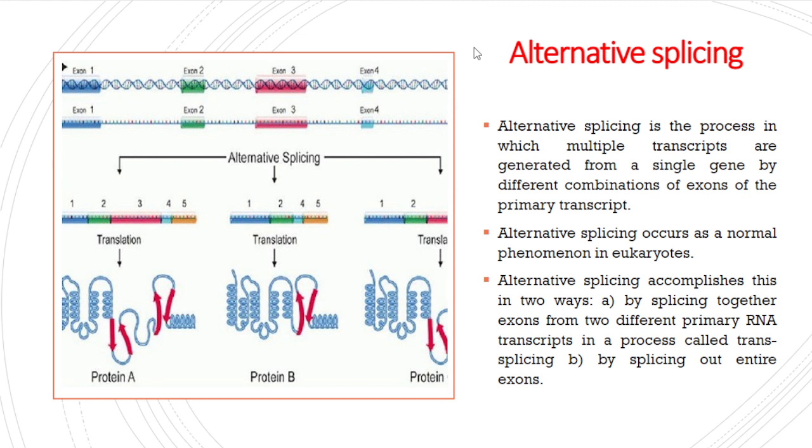The second process is intron retention. The alternative mRNA from a gene can be generated by including introns in the mRNA instead of removing them.